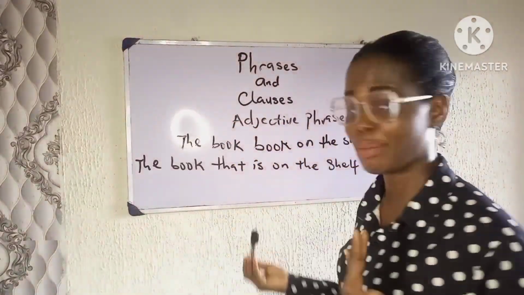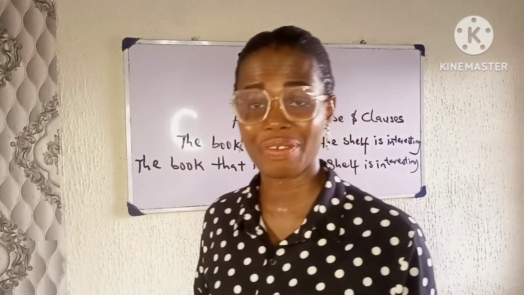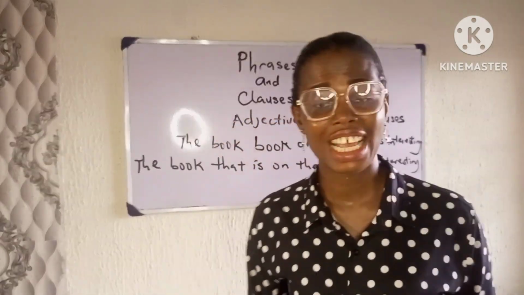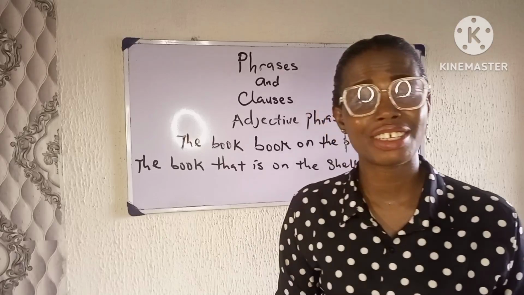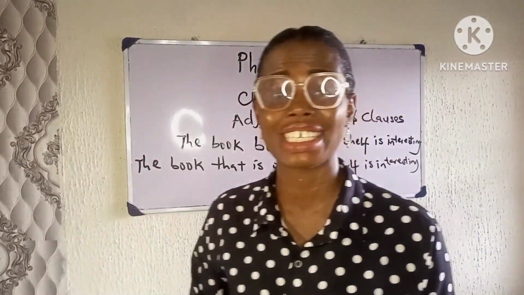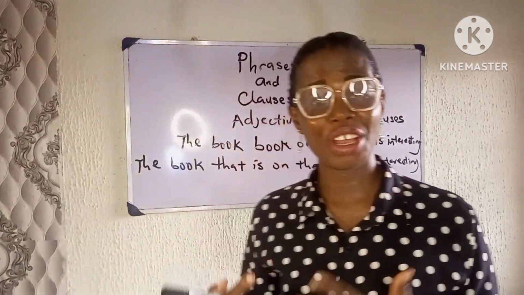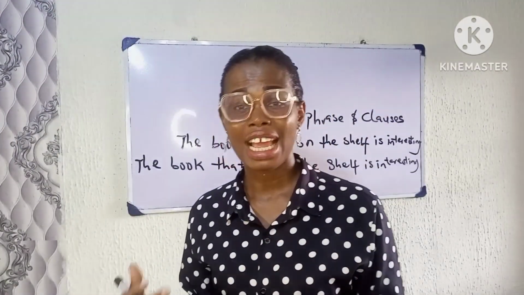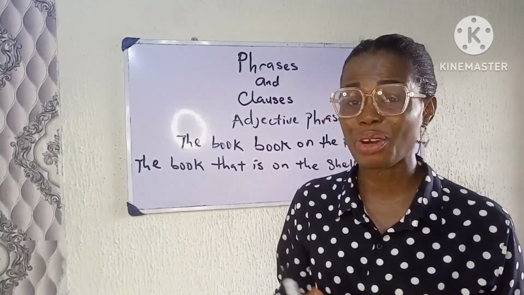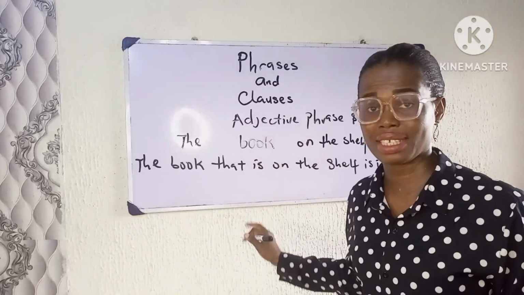Now in my previous video I already talked about the difference between clauses and phrases. A phrase is a group of words that does not contain a finite verb and does not contain a subject. When you have a group of underlined words that is devoid of a subject and a finite verb, we call it a phrase. Now let's look at these examples.